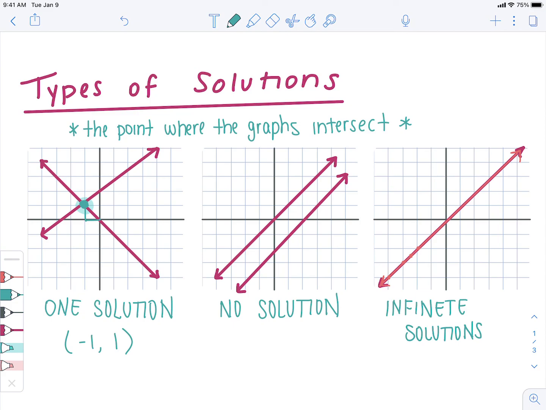So just like when we were solving equations, sometimes we had an answer, sometimes we had no solution, or sometimes we ended up with infinitely many solutions. Same thing here. We just are going to look at it a little bit differently today, where we're going to look at just the pictures of the graph and decide what type of solution the system would have.